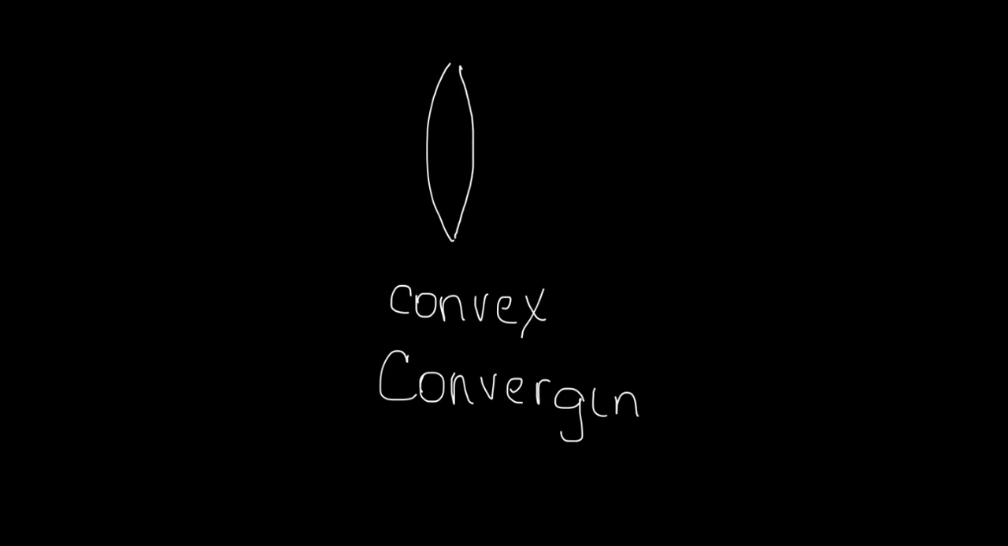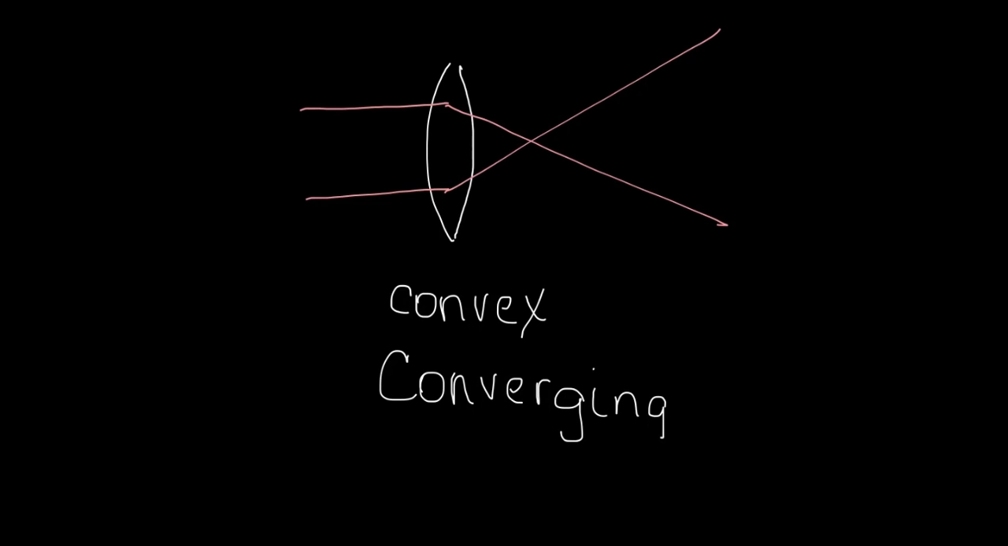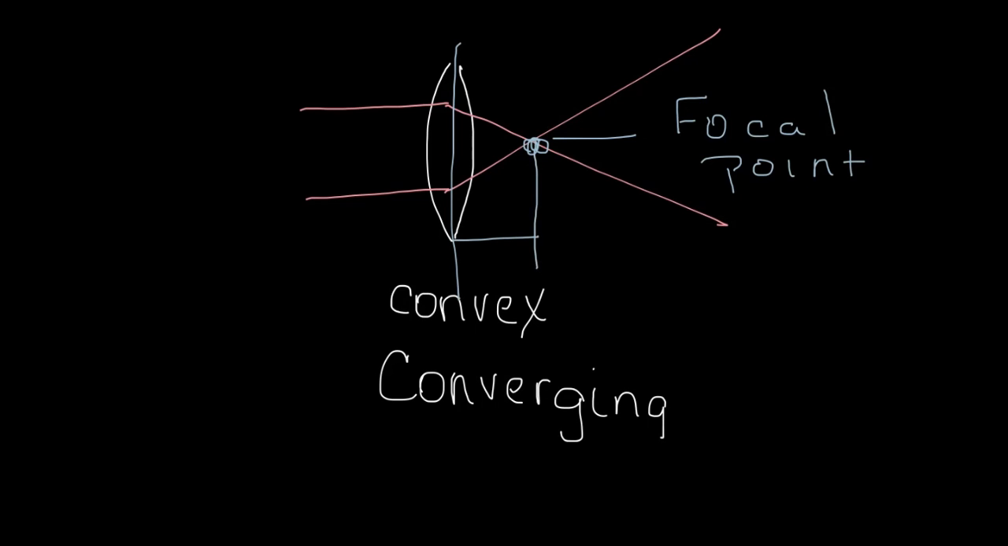And what does that mean? That means if a ray of light comes in, it bends towards the focal point from the center of the lens. And where the rays meet, that is our focal point. Okay? So if we measure from the center of that lens to that focal point, that distance there is your focal length.